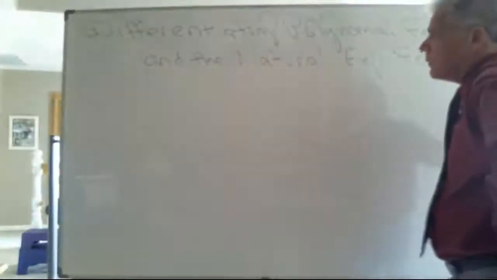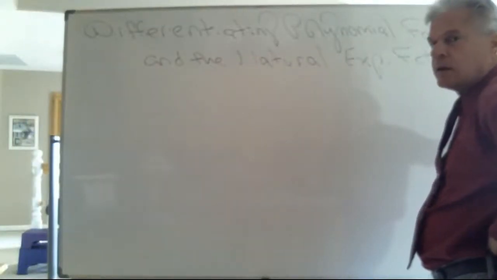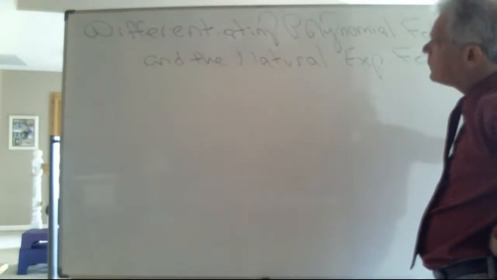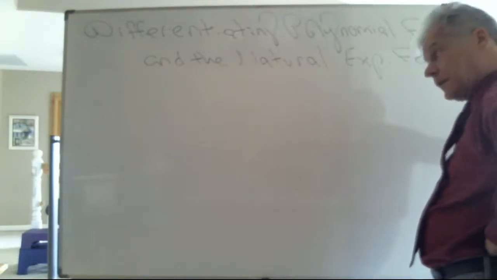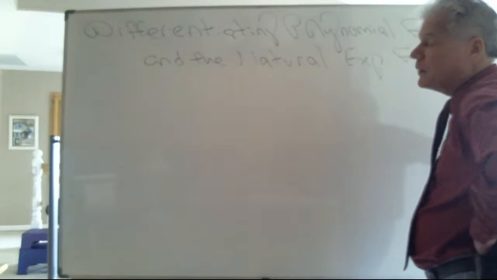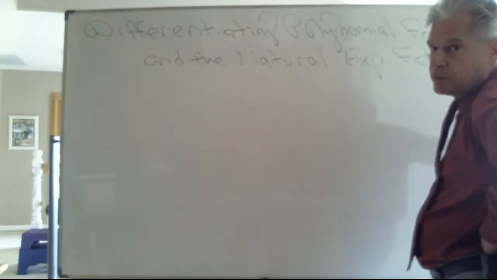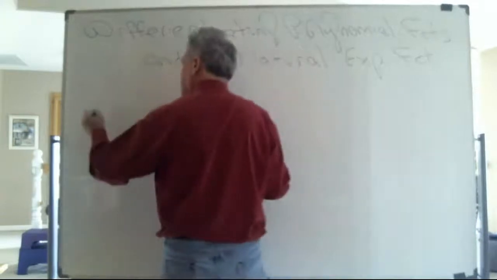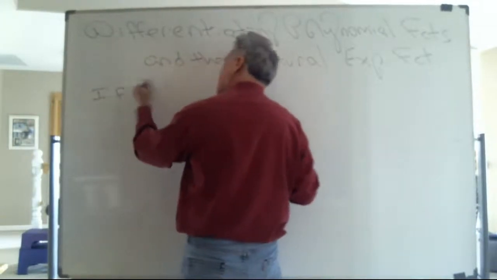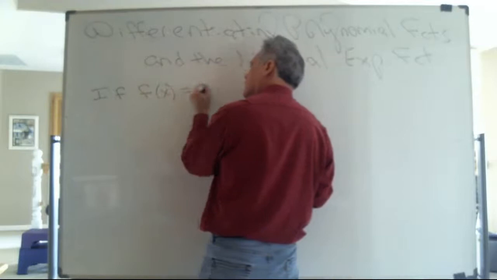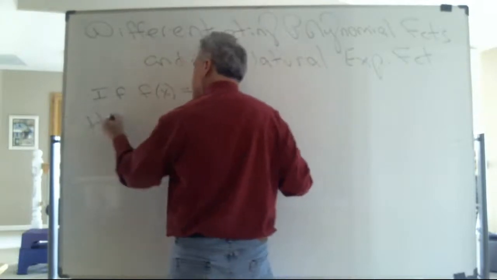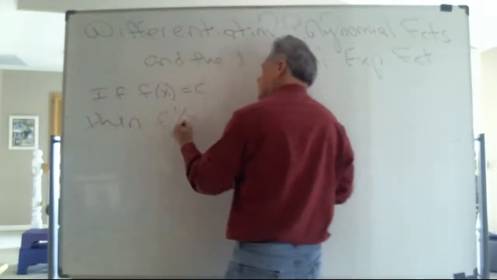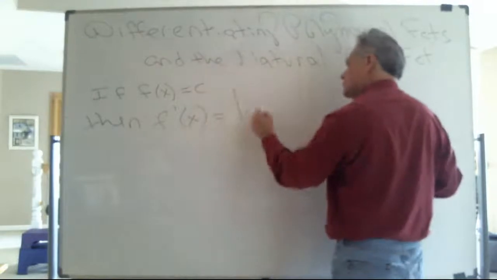Might be a bit theoretical, but I need to create a nice clean list for us so that we can differentiate these kinds of functions much more easily than using our limit of a difference quotient. Let me get started. Let's see what happens if the output of my function is just a constant. Let's see when I determine what its derivative function is going to look like.